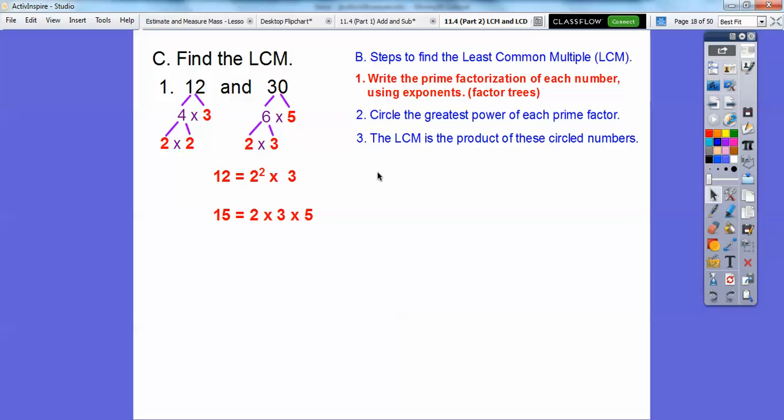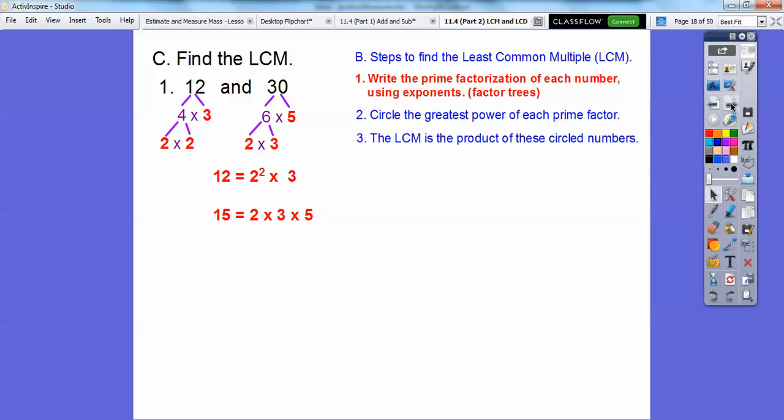Now we're going to circle the greatest power of each prime factor. Here's all the prime factors in 12 and 30. I see some 2's, I see some 3's, and a 5. So we're going to circle the greatest power of each prime factor. This is the biggest power of 2's, and these guys are tied for how many 3's there are, so just circle one of them. But you've got to circle every prime, so I have to circle the 5 also.